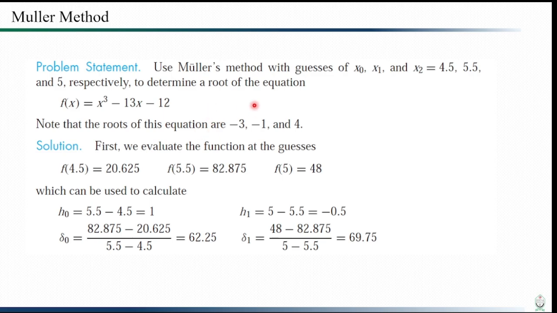Now our task is to determine the root of the equation. From the theoretical part that we have seen, to get to the solution or the root of the equation, we need to form the equation of the parabola. To form the equation of the parabola, we will need the values of a, b, and c. And to get the values of a, b, and c, we will need these four known values: h0, delta 0, h1, and delta 1. From the information that we have here, we can calculate all these things at once.